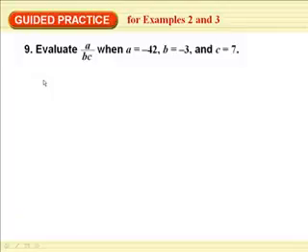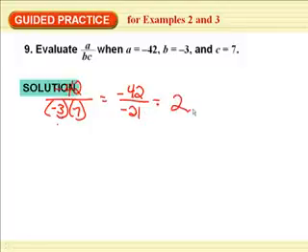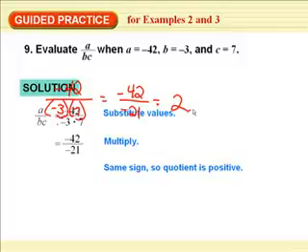Evaluate. We put in what we know. Let's see, A is negative 42 over B times C, negative 3 times 7. So negative 42 up here, negative 21. 2 negatives make a positive, and 21 goes into 42 2 times. Just making sure we keep track of our signs, so we end up with the right thing. There it is.